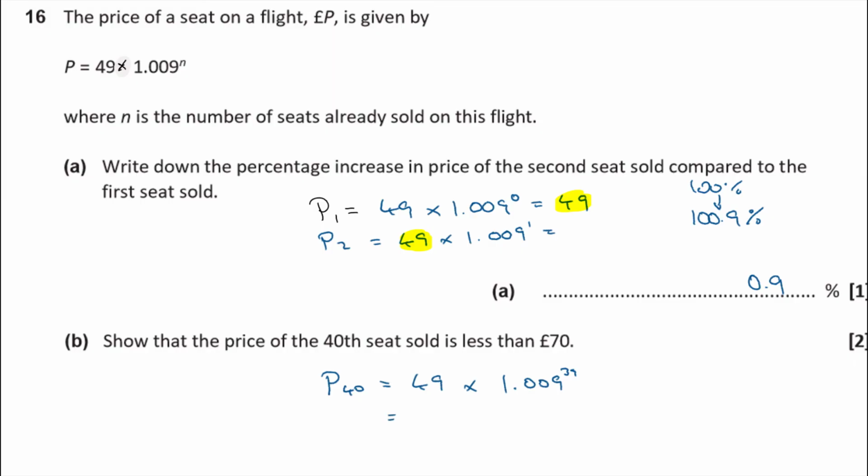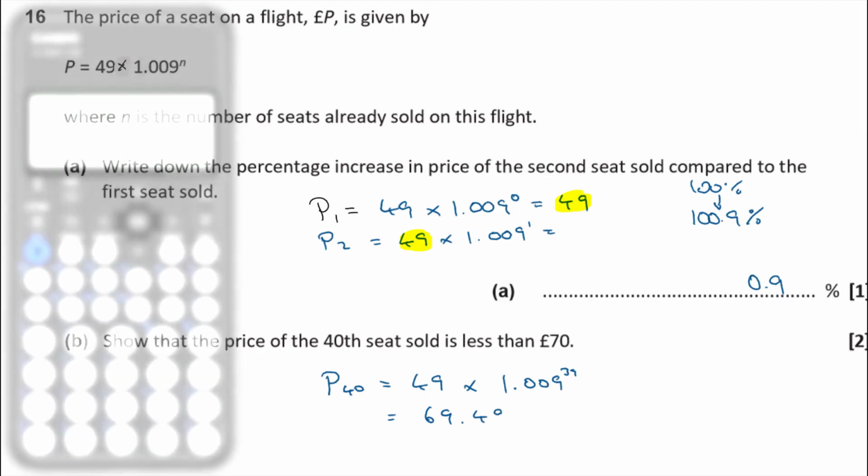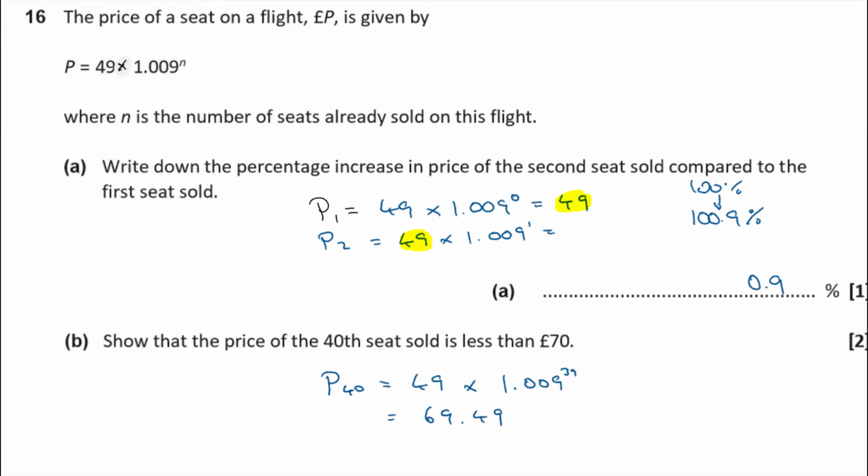And what's that on my calculator then? So 49 times 1.009 raised to the power of 39. Okay, and that comes out to be 69.494. I'm going to round it off to the nearest penny, 69.49. So you can see that that is about 50p less than £70, isn't it? So the ticket is less than £70. Okay, we've proved it. We've shown it.